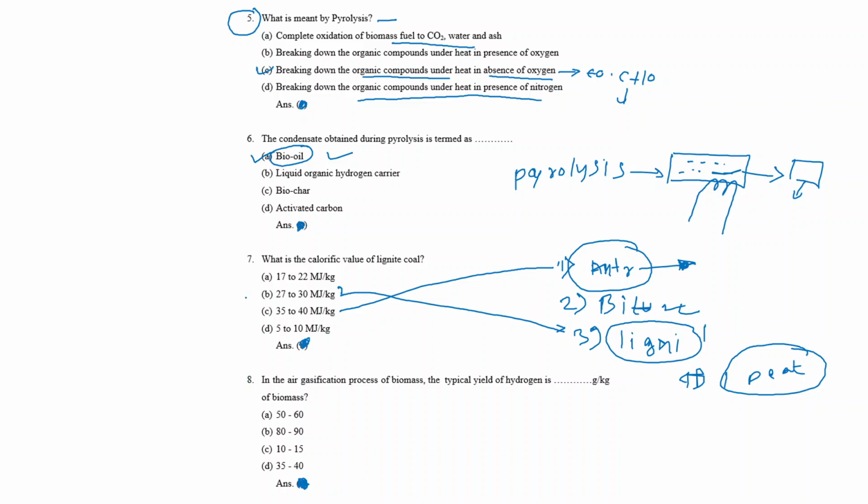Question number 8. In the air gasification process of biomass, what is the typical yield of hydrogen? This is a kind of question you have to remember. I would not prefer it, but you have to just remember these things. The answer is D, 30 to 40%, yield 35 to 40.